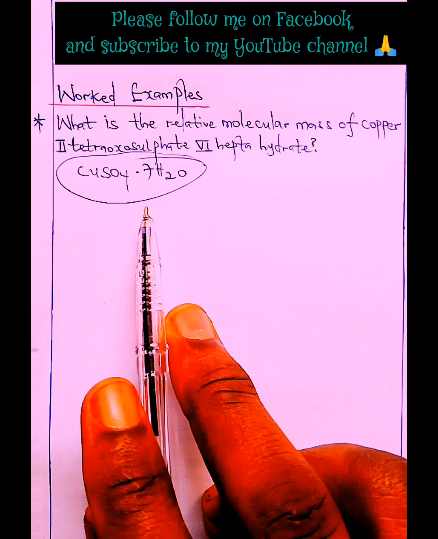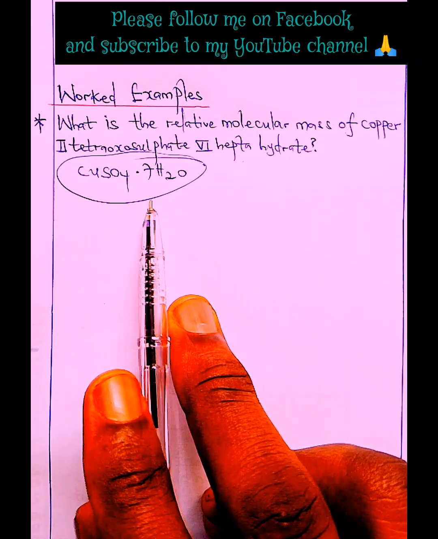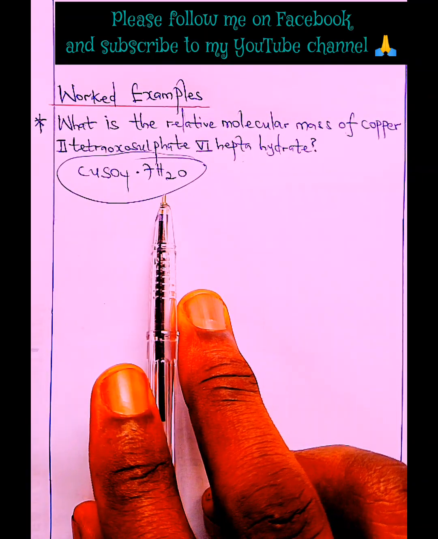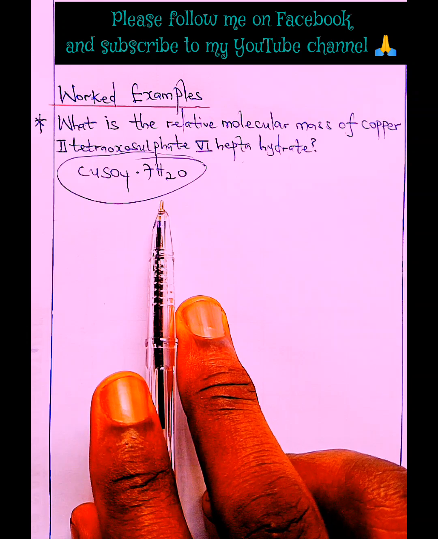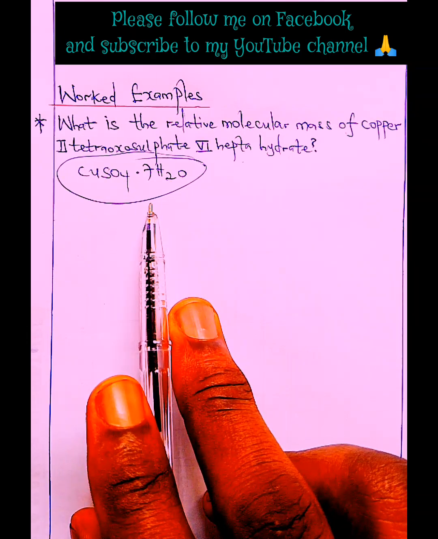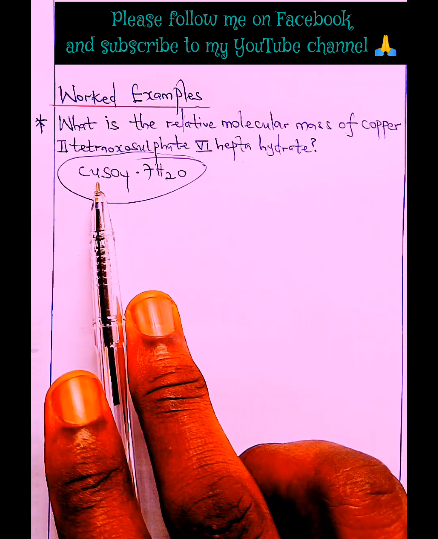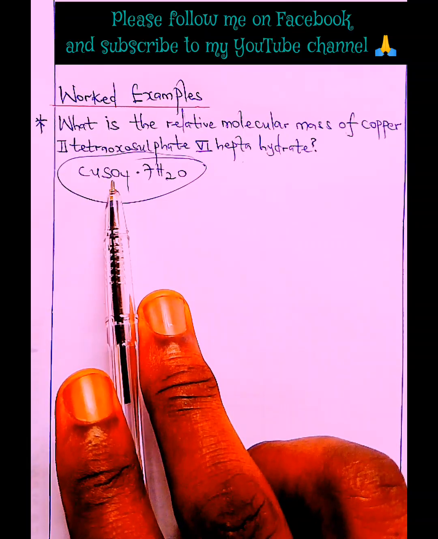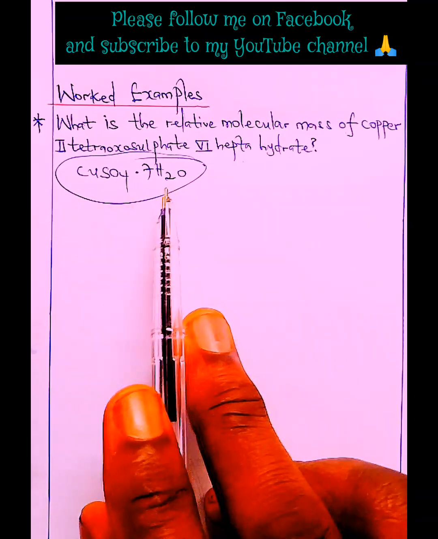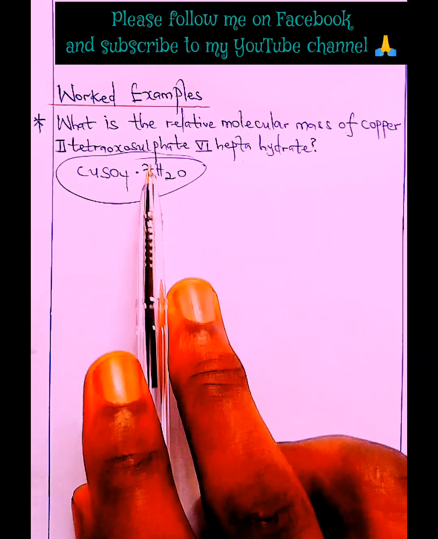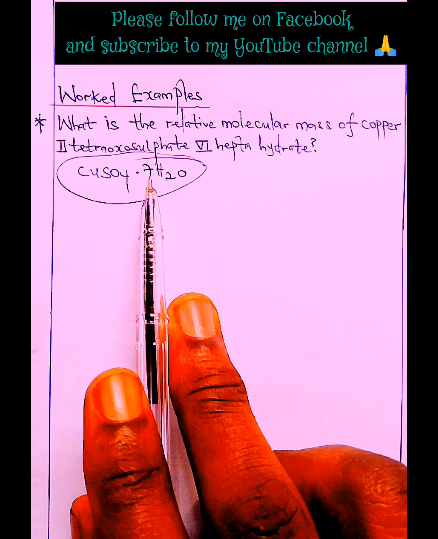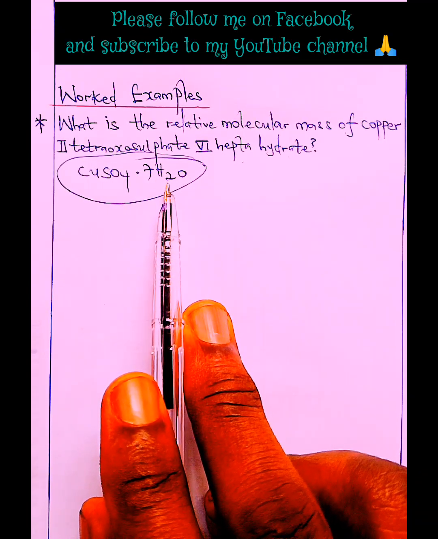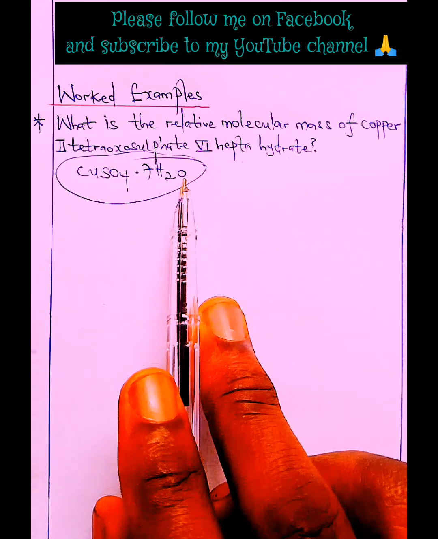We are asked to get the relative molecular mass of this very compound. Now, before we could get a relative molecular mass, first of all, we need to know our relative atomic masses. Each of these elements, the atoms: here we have one atom of copper, one atom of sulfur, 4 atoms of oxygen. Here we have 2 atoms of hydrogen, but when you relate the 7 to it, you end up with 14 atoms of hydrogen and 7 atoms of oxygen.